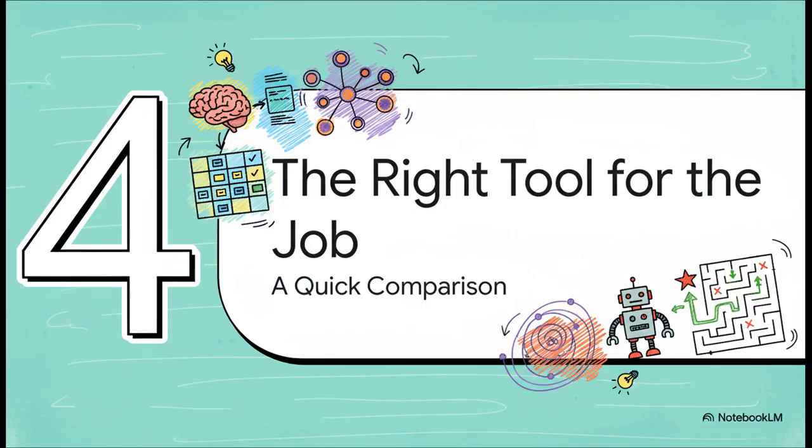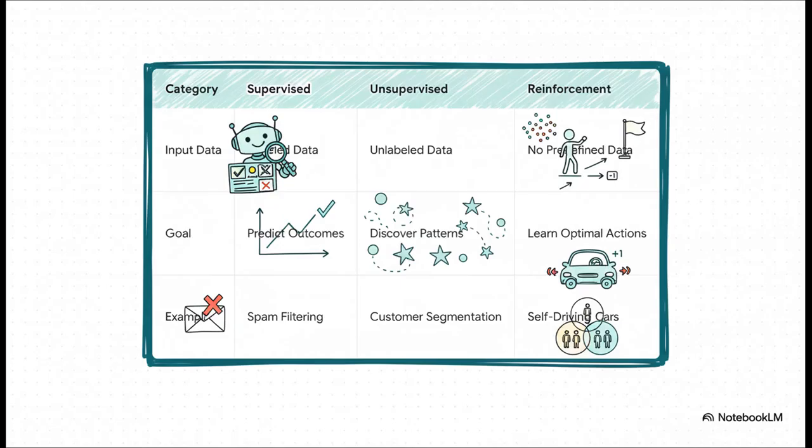Okay, so we've covered a lot of ground. Three really powerful but really different ways that machines can learn. Let's do a quick side-by-side comparison to pull it all together. So here's the whole thing at a glance. Supervised learning, you need labeled data because your goal is to predict outcomes. Unsupervised, you've got unlabeled data and you're just trying to discover hidden patterns. And reinforcement learning, you don't start with any data at all. The goal is just to learn the best actions through trial and error, a system of rewards and punishments.